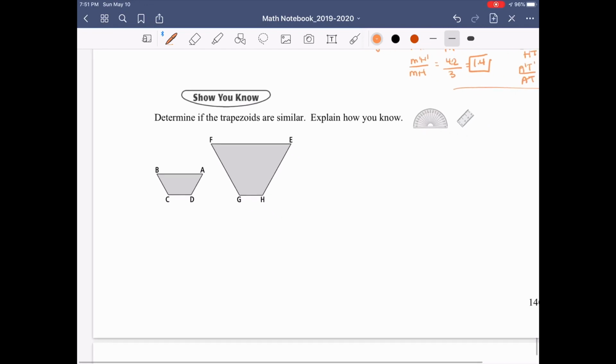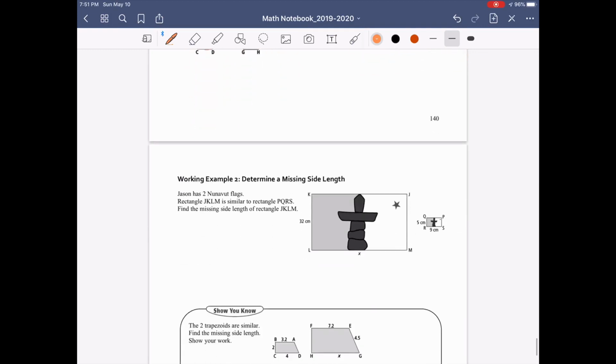So we're going to skip this one because it says you need a ruler and a protractor. We're not going to do that. You're not going to have to do that on your test.